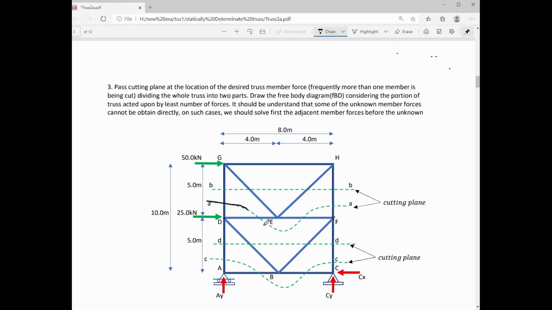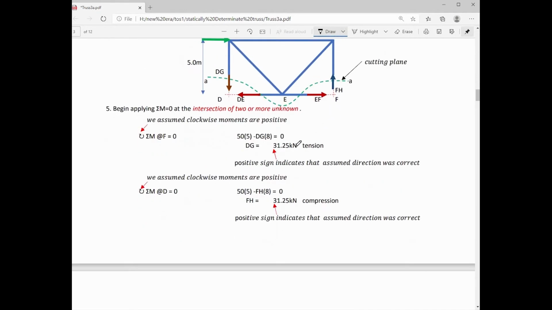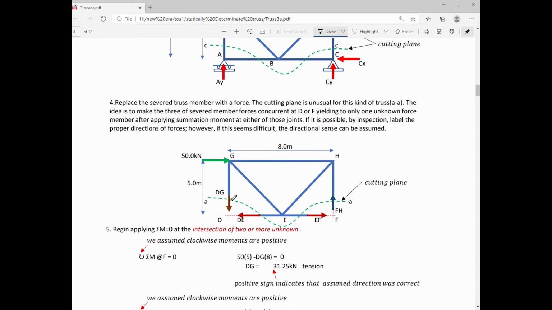We will now pass cutting plane A dash A, then we will select the upper portion as our free body diagram. So here is now our free body diagram. We replace the severed members with forces, and all the directions of those forces are assumptions. After we perform the operation, if the value comes out negative, then our assumed direction was incorrect. We can now apply summation moment at joint F in order to solve for member force DG, because we know that DE, EF, and FH will pass through our moment center at F, and they will not create moment with respect to point F.